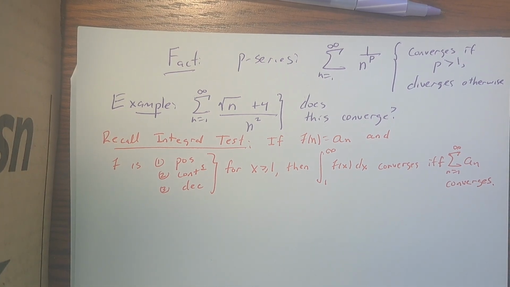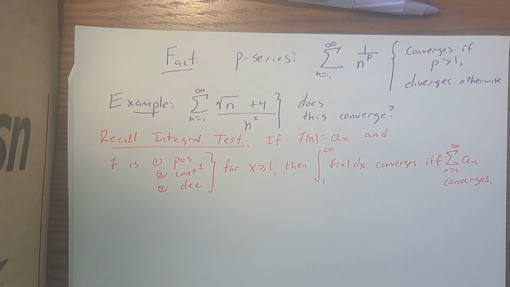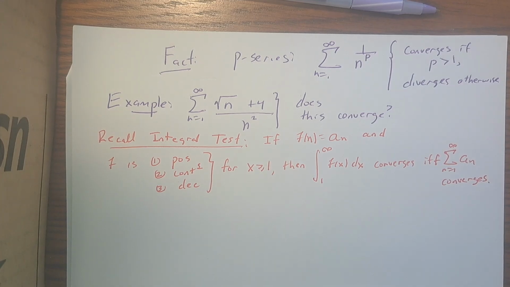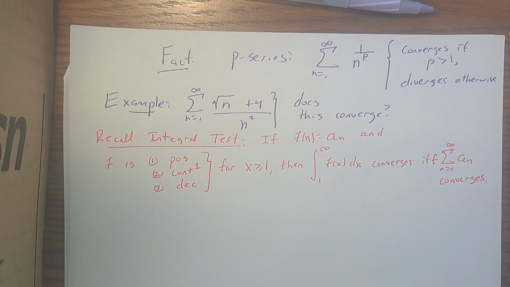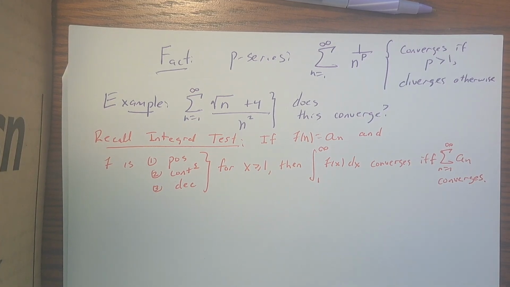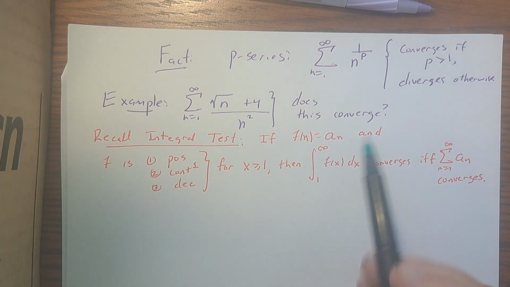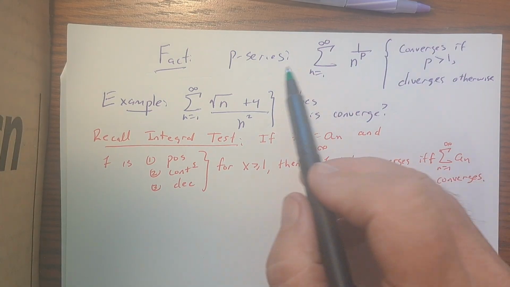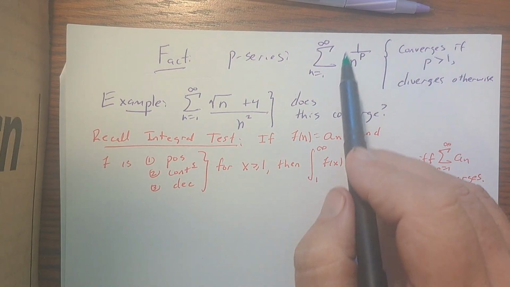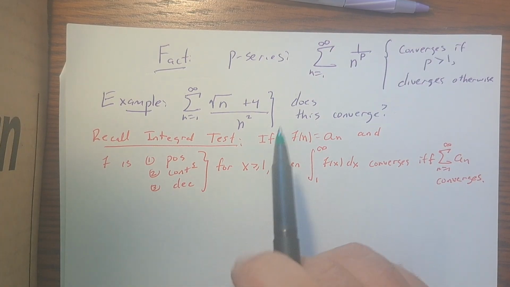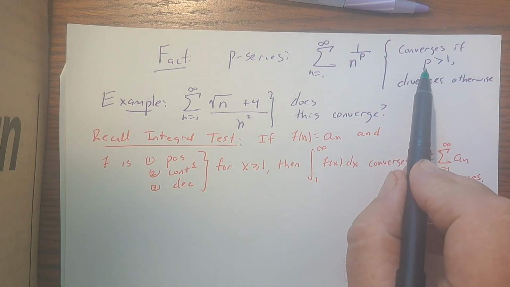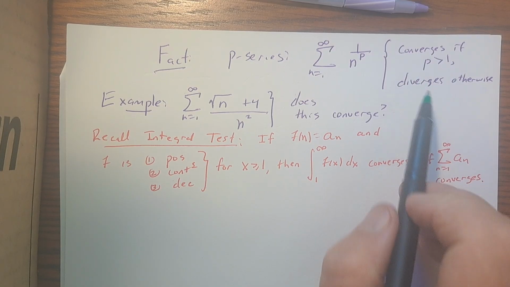Hi Calc 2 class. In this video we are still working on section 11.3, which is the integral test. In the last video I had just proved, using the integral test, that this thing called a p-series, which is just 1 over n to the p, converges if your p is greater than 1 and diverges otherwise.